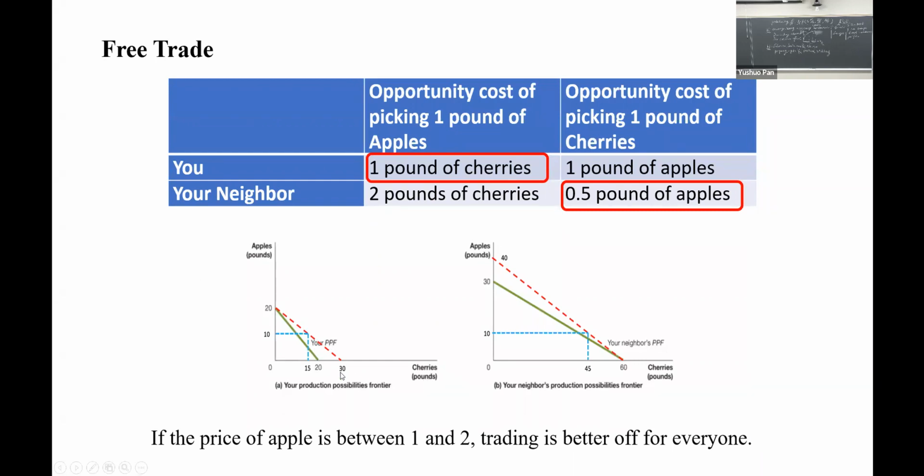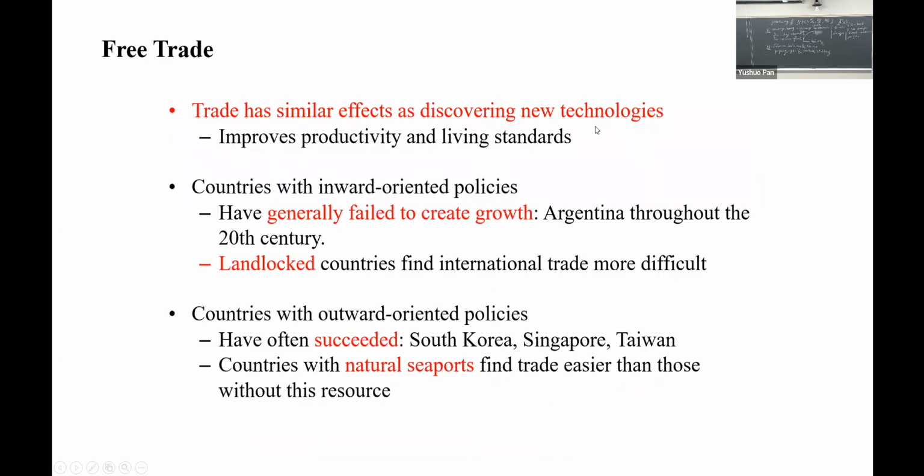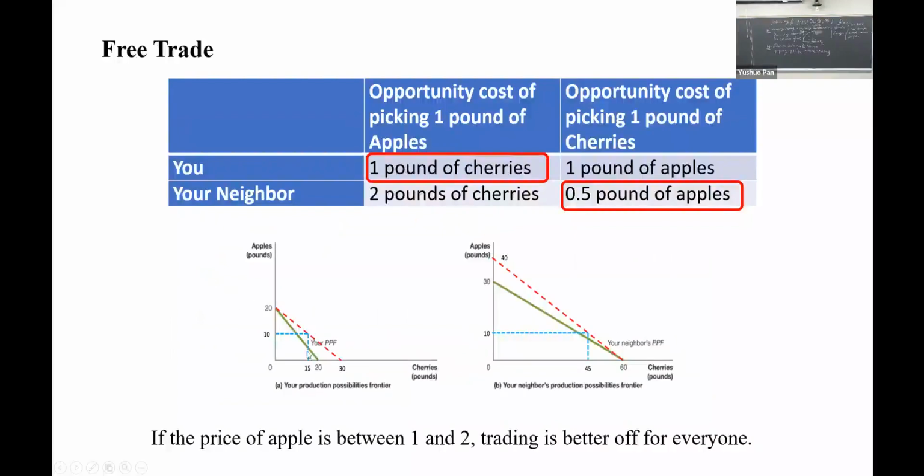And in this one, except the technological advance or more resources, trade could also improve your PPF. This movement is kind of the same as discovering new technologies. That's the reason why trade has similar effects as discovering new technologies, and it's kind of the same as a technological advance in only one industry. So the result for free trade is the same: the new PPF moves outward. So except capital and the human being, that's the third one, free trade.